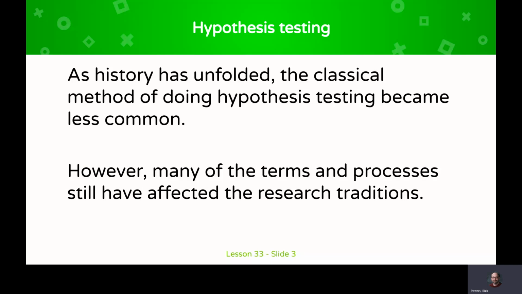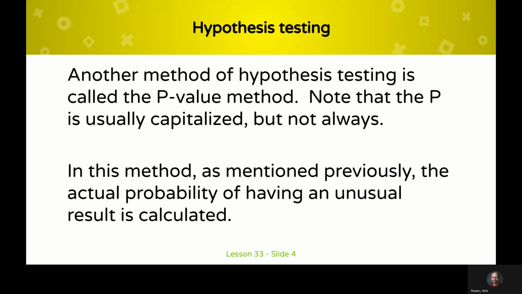As history has unfolded, the classical method of doing hypothesis testing became less common. However, many of the terms and processes still have affected the research traditions. Another method of hypothesis testing is called the p-value method. Note that the p is usually capitalized, but not always.